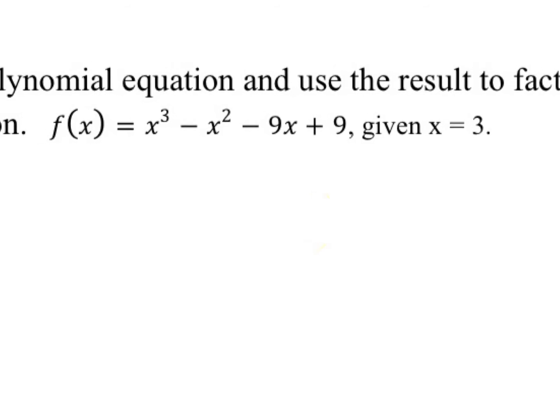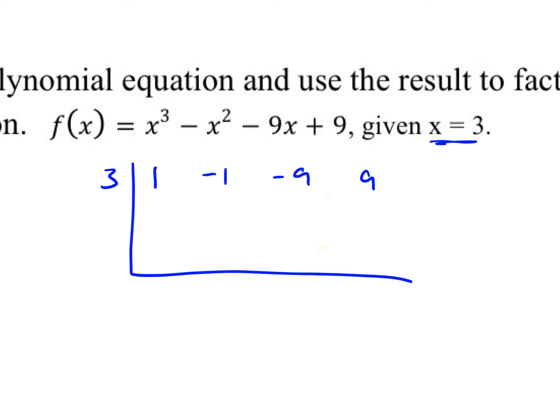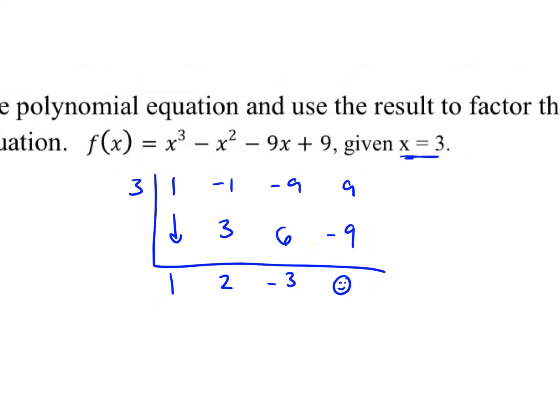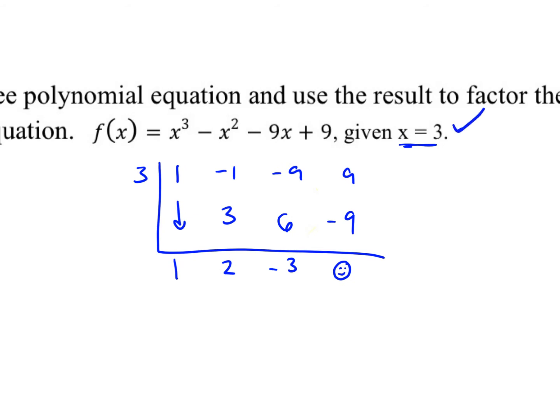So to figure out if 3 is a solution, I'm going to do synthetic division. So put 3 on the outside. Inside the box I have 1, negative 1, negative 9, and 9. Drop down the 1, multiply, add, multiply, add, multiply, and I get 0. So when I get 0, that means that it is a factor. So it works. Now to find the remaining factors, I use the coefficients of what it gave me here. So this would be x squared plus 2x minus 3.